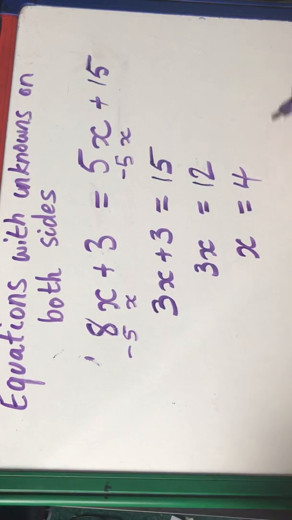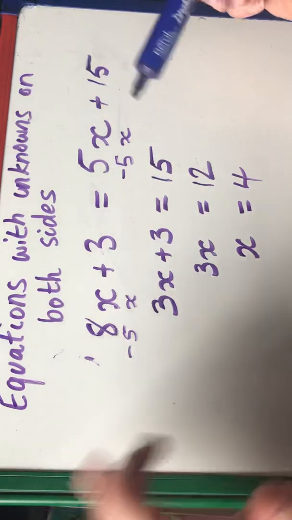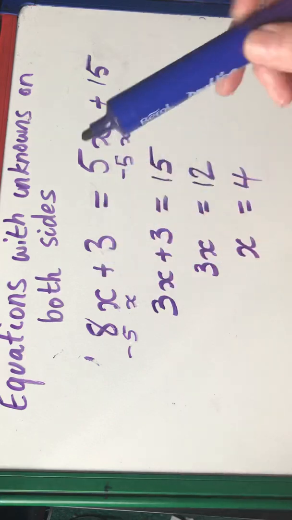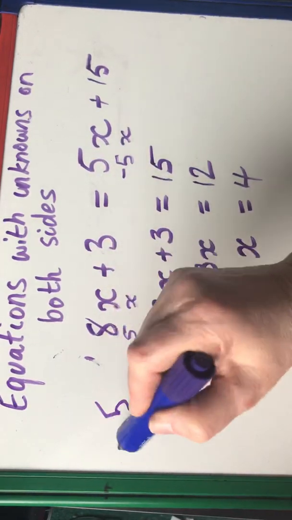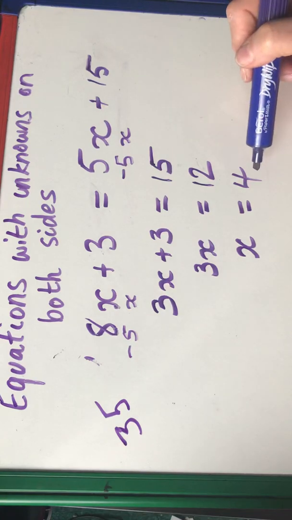If it's right, before I can tick it, I've got to know that it balances the equation. So if x equals 4, 8 4s are 32. 32 plus 3 is 35. So that side of the equation is 35 when x equals 4. So I'm going to substitute in.